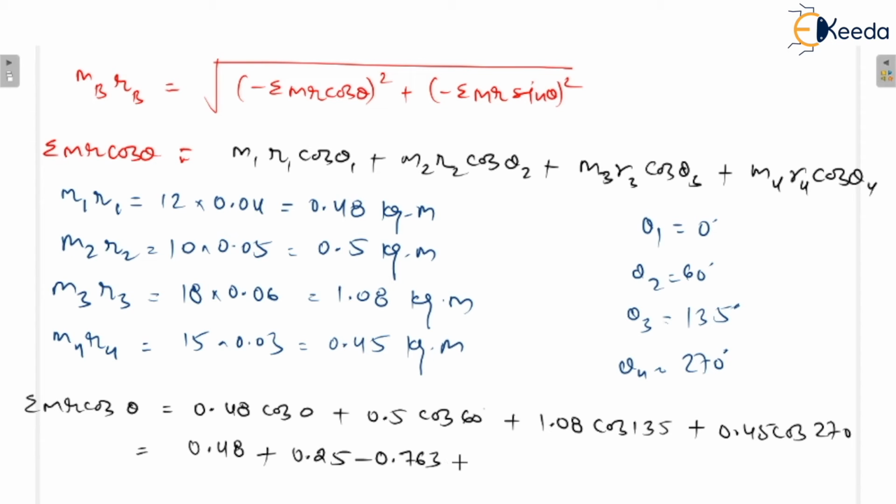0.763. Careful about the calculations, and don't make any mistake in the sign convention also. And we know that cos 70 is 0. So when you solve this, you will get the value minus 0.033. This would be the value, in kilogram into meter. Similarly, you have to calculate the summation of mr sin theta.